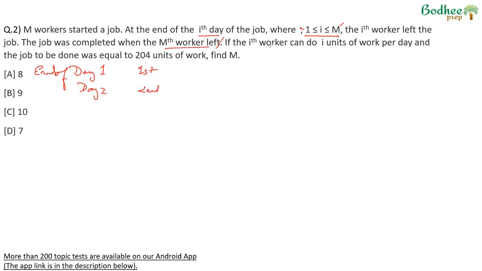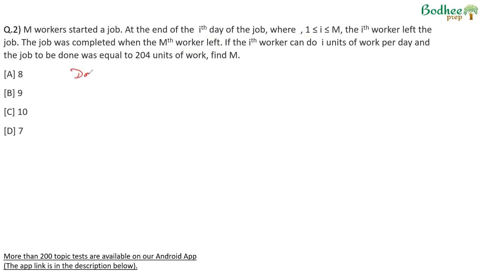So, for M days, this continued. If the ith worker can do i units of work per day, so the first worker can do 1 unit of work per day, the second worker can do 2 units of work per day, and so on. And the job to be done was equal to 204 units of work, find M.